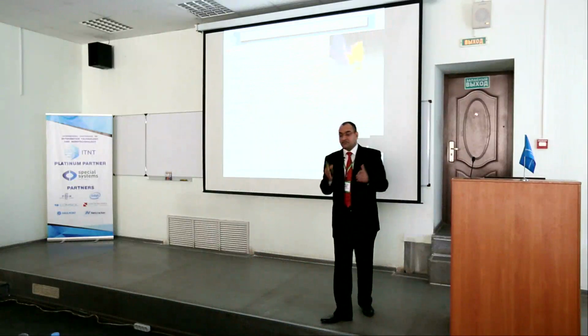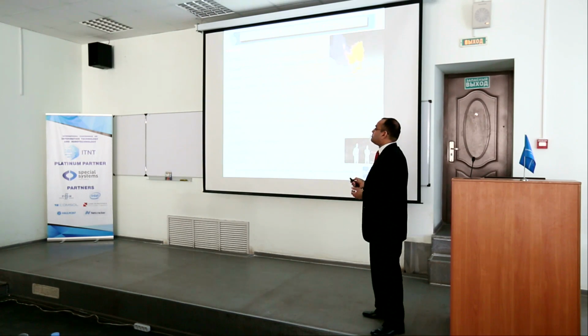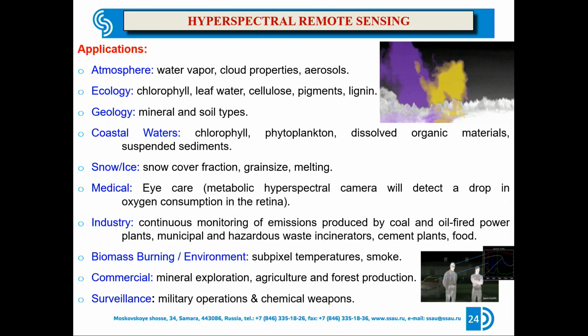As I told you, it's very sensitive due to the narrow bandwidth, so it has more applications. In the atmosphere we can identify water vapors, cloud particles and aerosols. For ecology, we can read and identify all types of features. In geology, we can identify minerals and soil types. In multispectral, this is not possible. We can use hyperspectral remote sensing for coastal water, snow, ice, medical uses, and some industries like coal, oil, hazardous materials, cement plants and the food industry. Also for environmental and commercial purposes like mineral exploration, agriculture and forest areas.